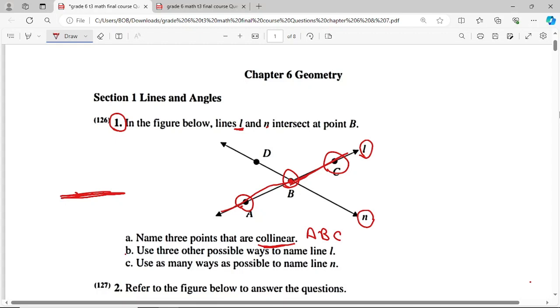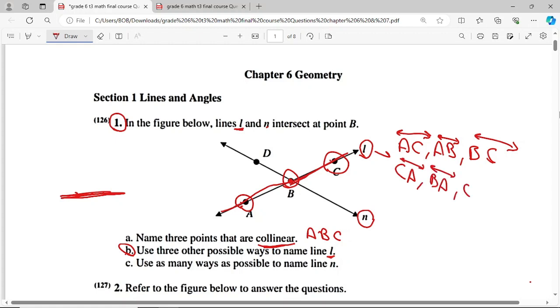Okay, now question number B. Use 3 other possible ways to name line L. This is the line L. So they need 3 other possible ways to name the line L. So line L can be like AC, this is the first line, AC, AB, BC, and the opposite, CA, changing the letters, BA, CB. All these I can use to name the line L.